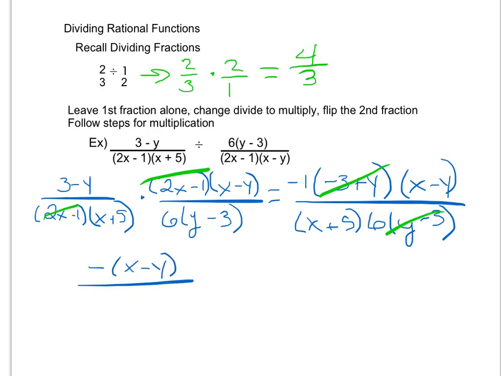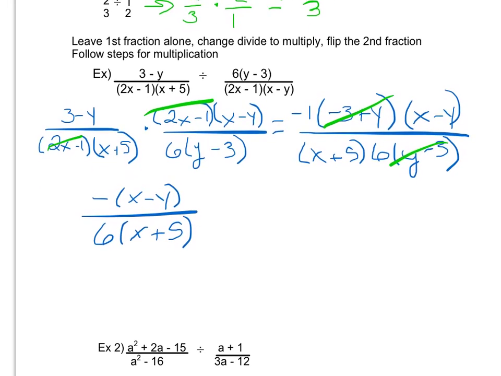If I wanted to, I could distribute that in. Since it doesn't matter what order I multiply, I'm going to put the 6 in front of the x plus 5. And all I have left to do now is state my domain.